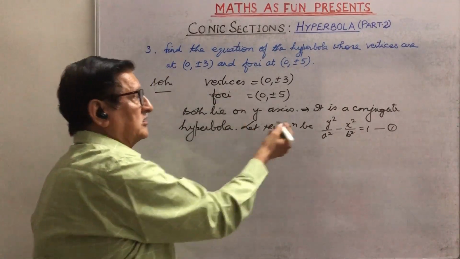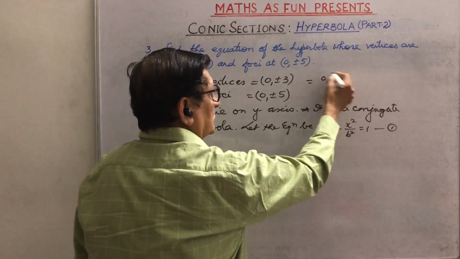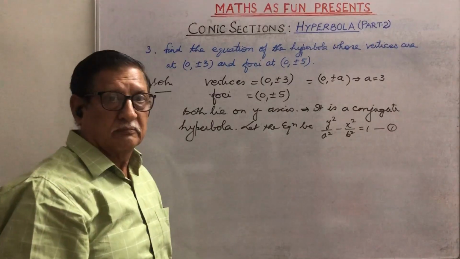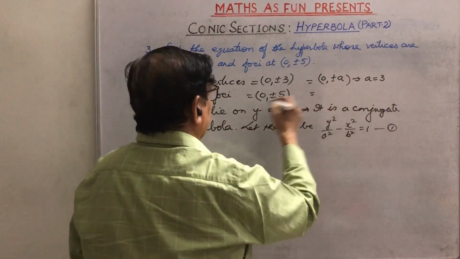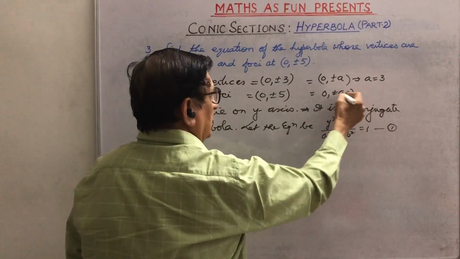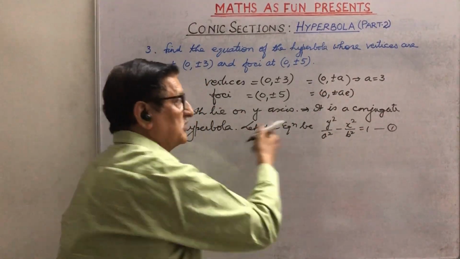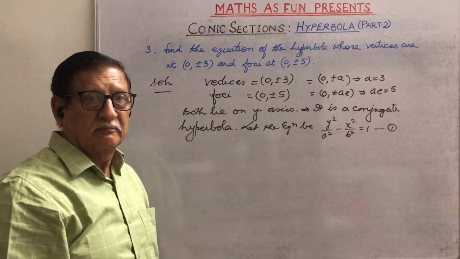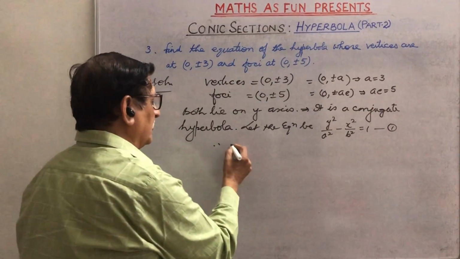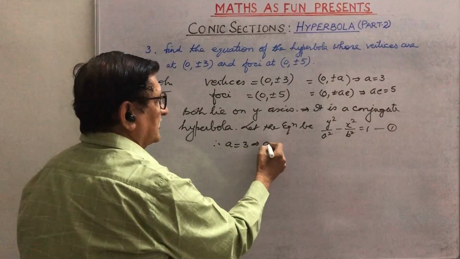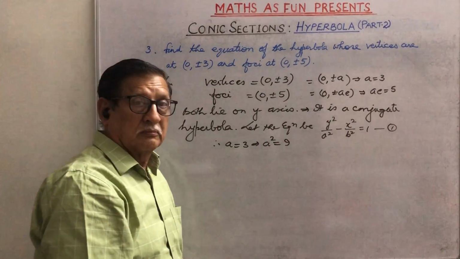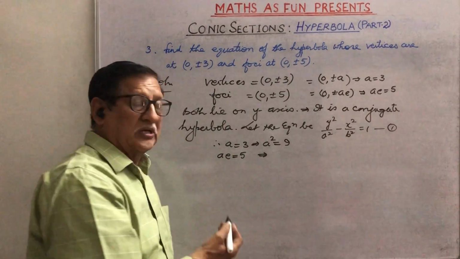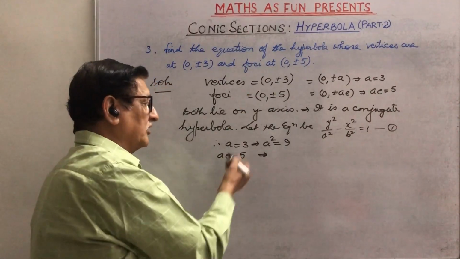Now we know that vertices are 0, plus minus a. This implies that a is equal to 3. Also we know that the foci are 0, plus minus a into e or plus minus c. It means we are getting here c or ae is equal to 5. So we have got the value of a, that is 3, implies that a square is equal to 9. We have got the value of ae, that is 5. It means we can find out the eccentricity, but we don't want that, we want only b.